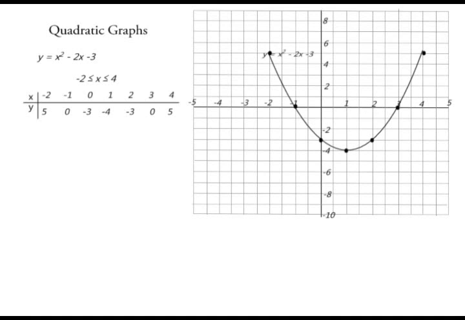When the leading coefficient is positive, like in our case, the graph faces upwards. When it's negative, the graph faces downwards. The highest and the lowest points are called the turning points of the graph.